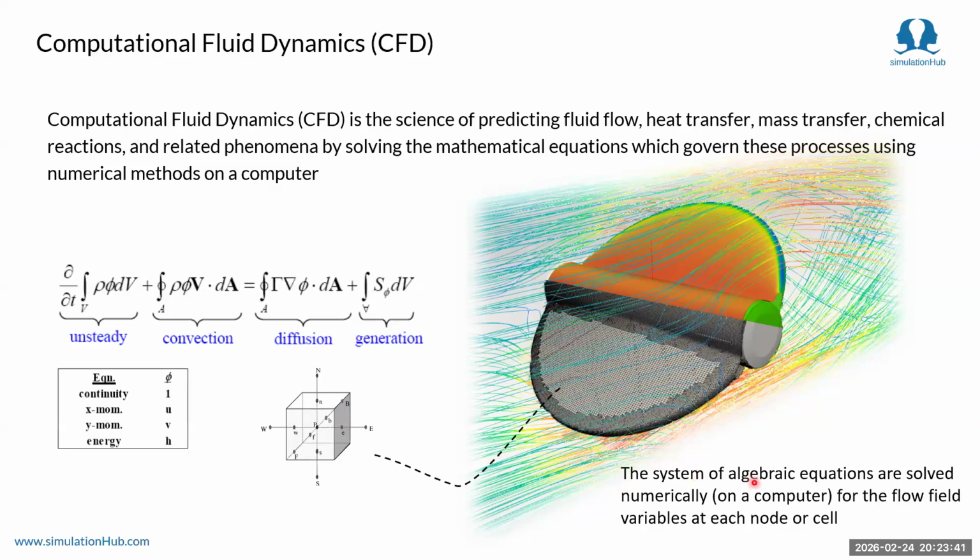So this is nothing but a system of algebraic equations. You can see the Navier-Stokes equation, which is the governing equation in this case. So that is solved numerically on a computer. In order to do that, we discretize this equation as well as the fluid flow. Okay. So then these equations are solved at each node or cell of your mesh.